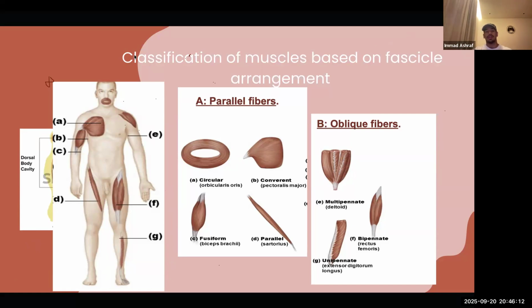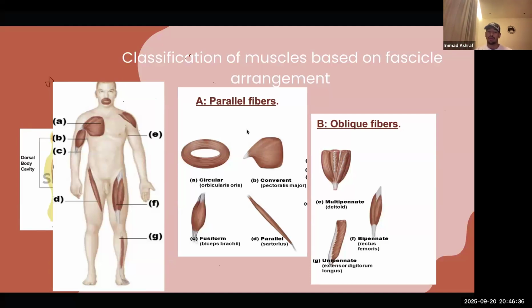I told you about the muscles, right? There's skeletal muscles, there's cardiac muscles, there's smooth muscles. These are based on their function, what they do. But there's different ways of classifying the skeletal muscles based on many different things, which we're going to see now. There's genuinely so many things you can classify them based on. So the first thing is whether they have parallel fibers or oblique fibers.